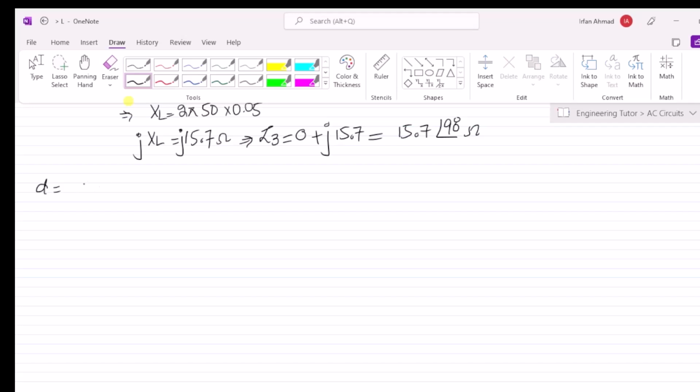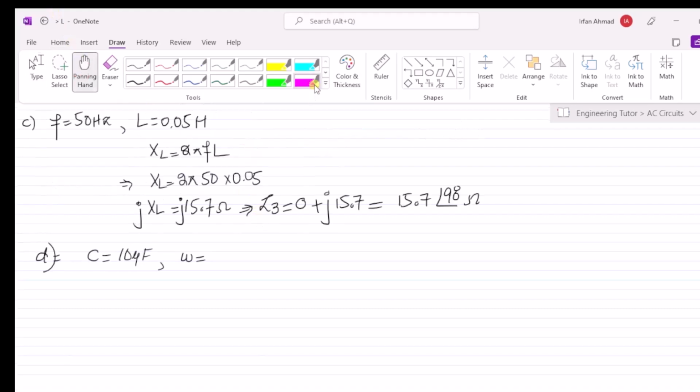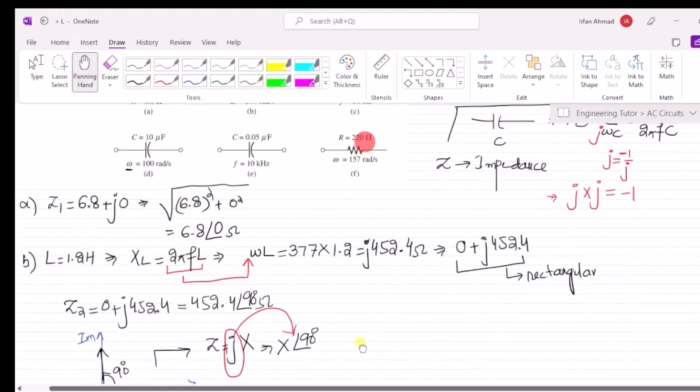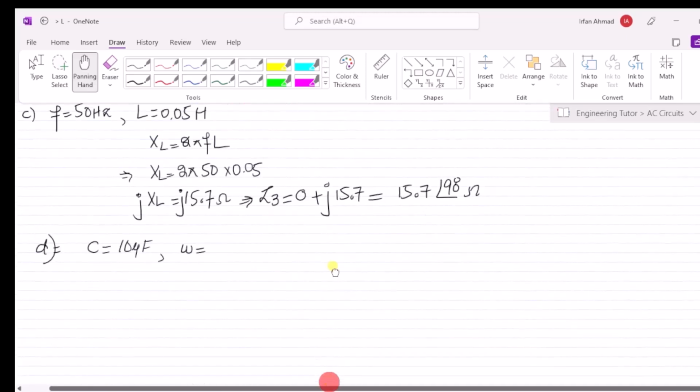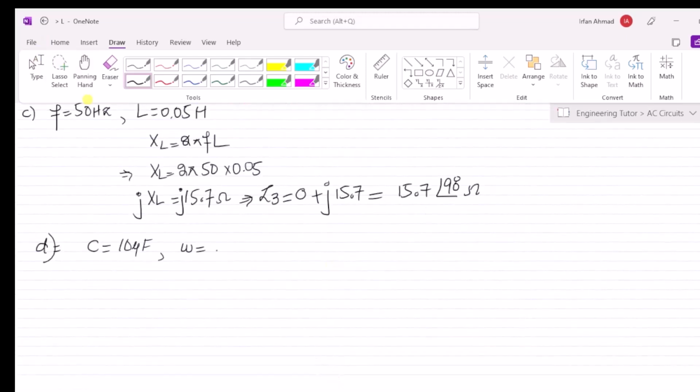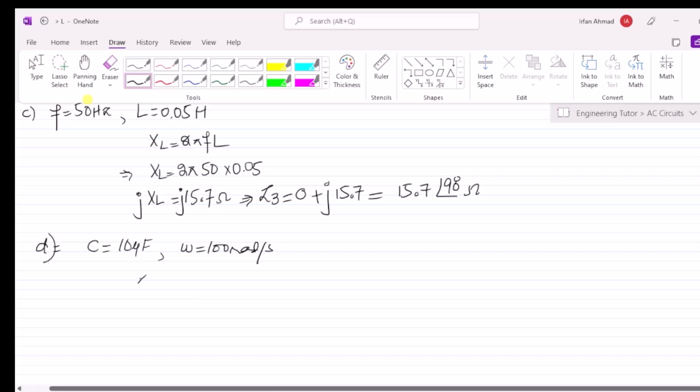Okay, in part D the capacitance is 10 microfarad, and the frequency, which is the radian frequency, is 100 radians per second. Okay, so what we have to do is find the impedance.